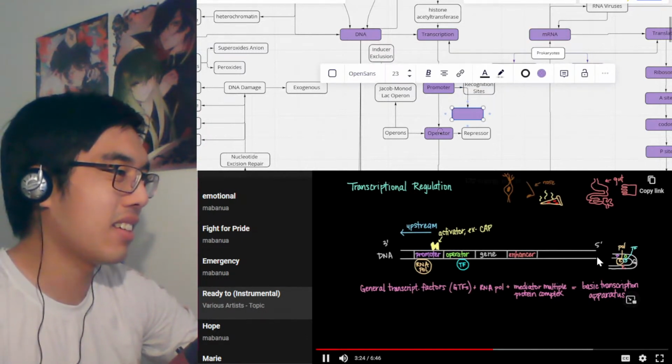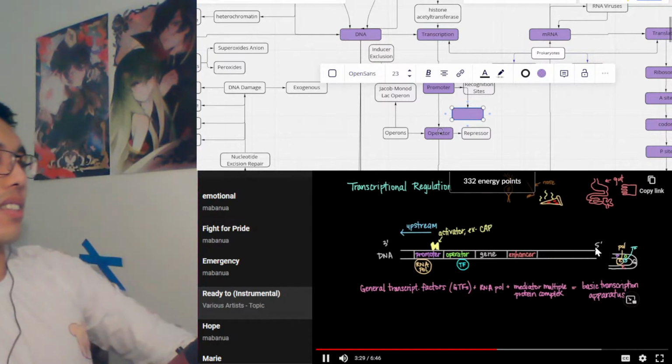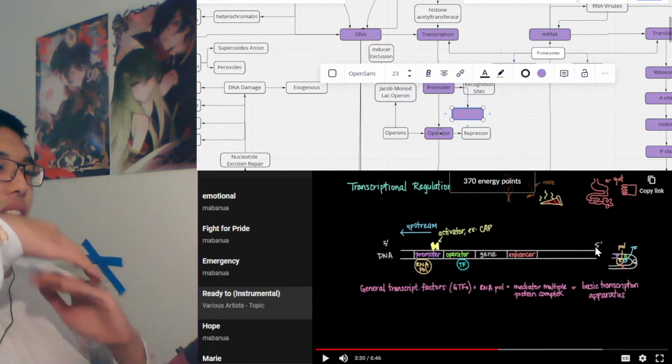An enhancer doesn't necessarily need to be particularly close to the gene that it acts on, and sometimes it's not located nearby. They'll flip over the DNA.